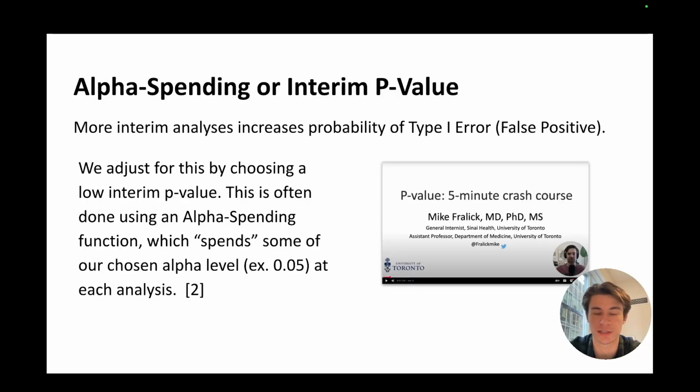We adjust for this by choosing a lower interim p-value, which you might do with something called an alpha spending function, which spends some of our pre-specified alpha level, maybe 0.05, at each of these analyses. We do have a video on the channel about p-values that you can check out.